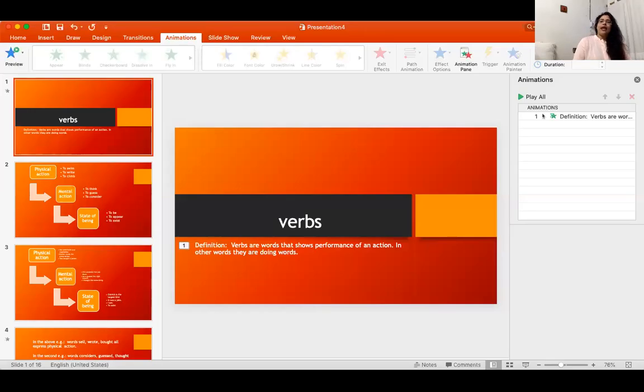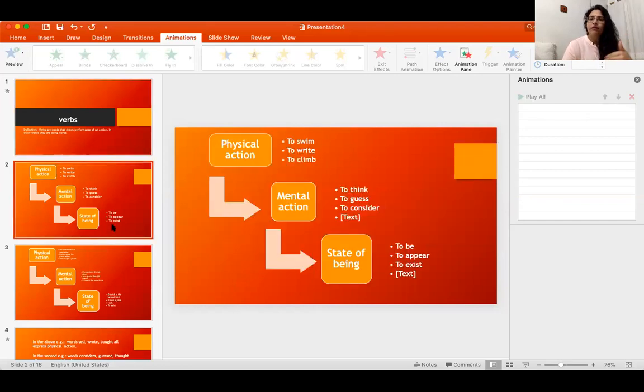So with this slide, we come to an end of the chapter on verbs. Let's quickly recapitulate what we have done under verbs. Verbs are basically action denoting words. When we categorize them, the categories are physical action, mental action, and state of being. Mental action and state of being are your assumptions, your beliefs, and physical action is what can be seen physically.